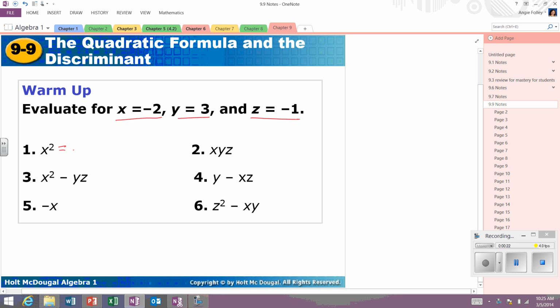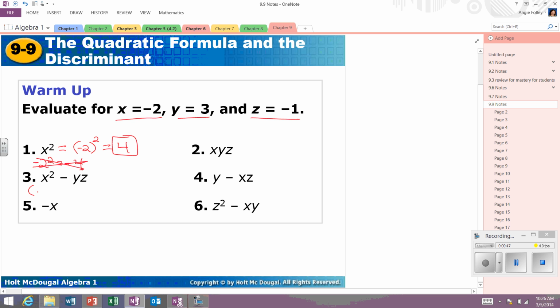So if I have x squared, I'm going to plug -2 in for x. And this is where you have to be careful because you're squaring -2. So -2 times -2 is 4. If you had written it like this, you would only square the 2 and the negative would be out front, and that's not correct. So you really want to make sure you use parentheses. I always use parentheses when I'm plugging things in.